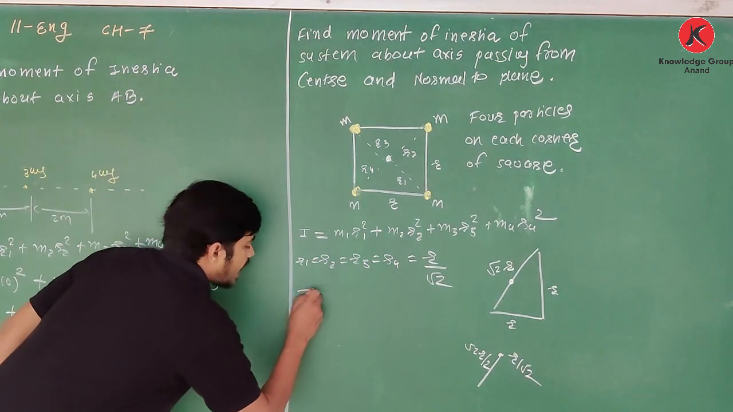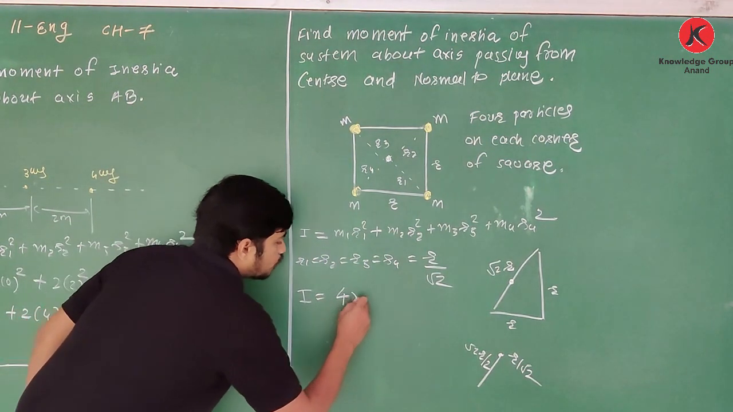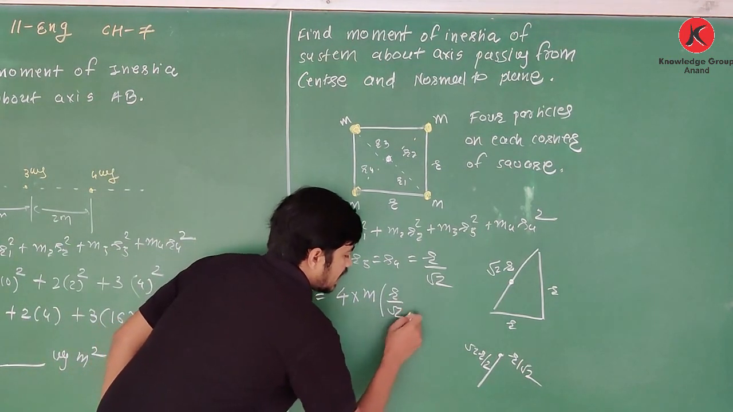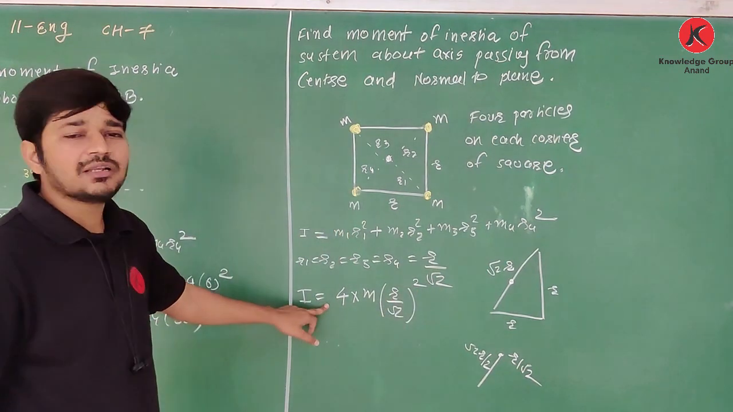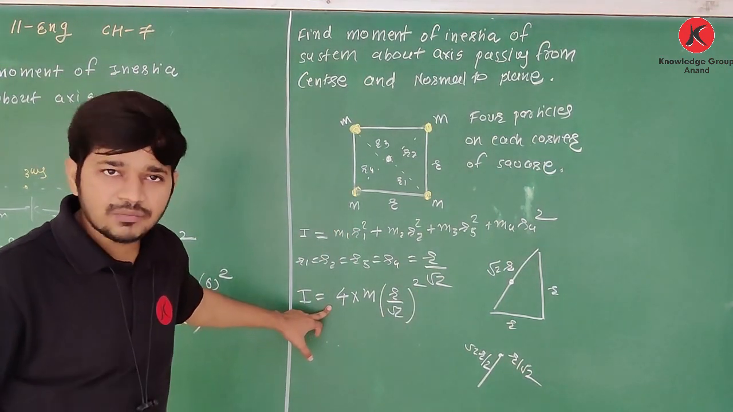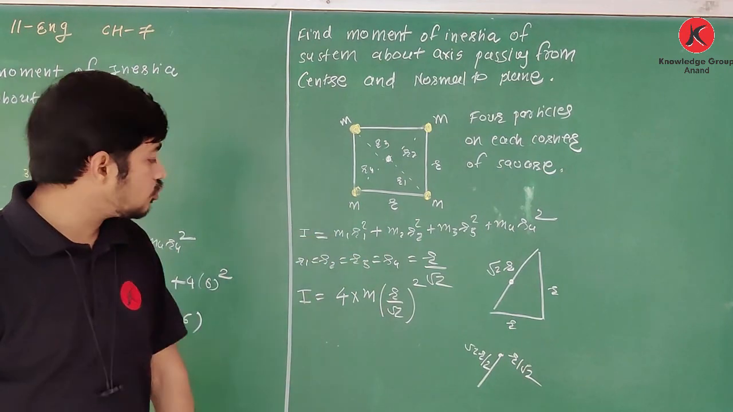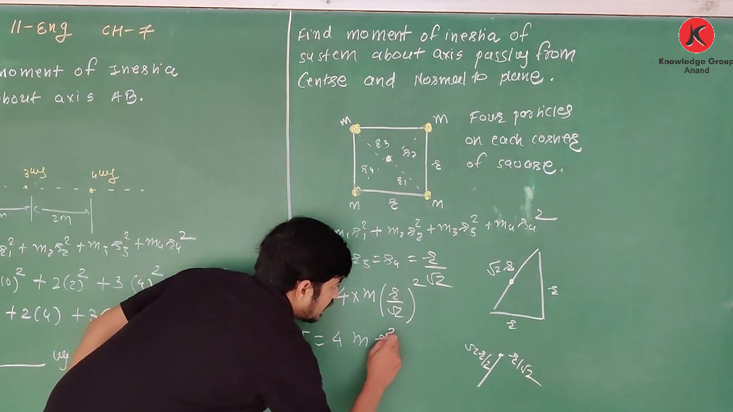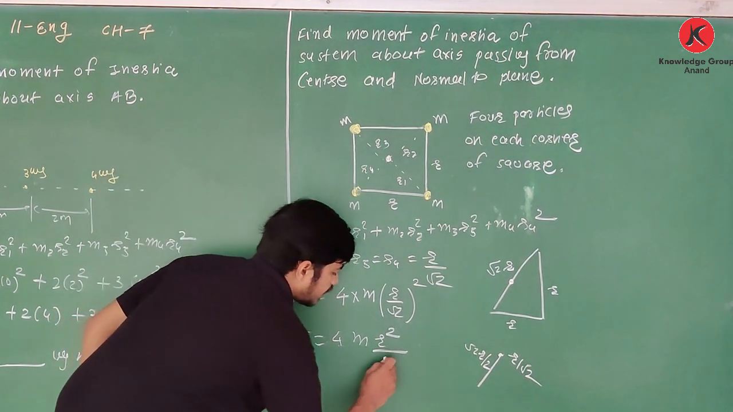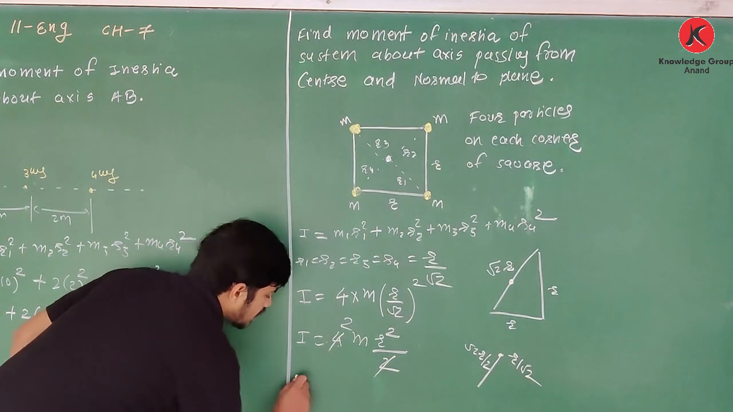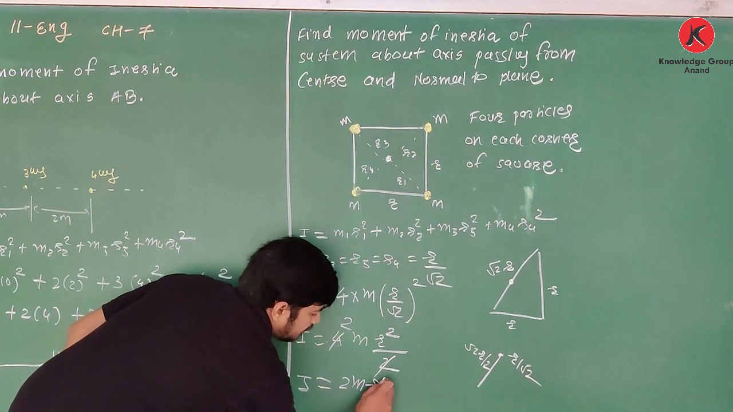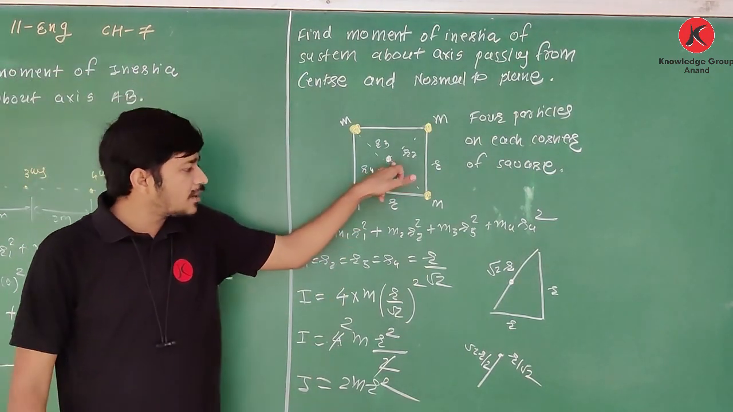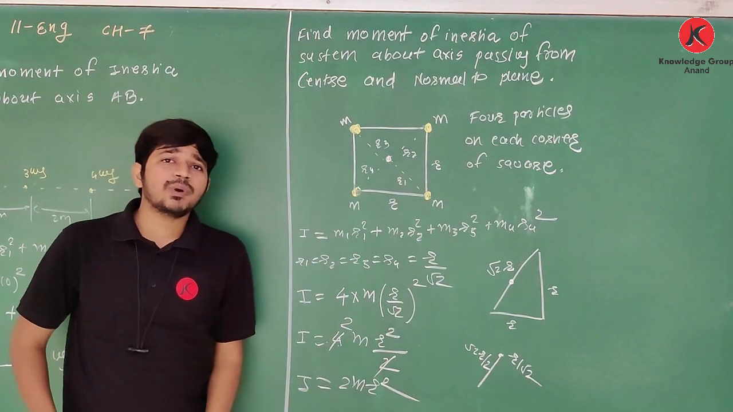So now see, I can directly write I is equal to 4 into the mass of each particle, m, and the center to corner distance is R upon root 2, whole square. Why directly multiply by 4? Each and every particle has the same mass and the distance from the axis is also the same. So I is equal to 4m R square divided by root 2 square, which is 2. So 4 divided by 2, I is equal to 2m R square. So this is the moment of inertia about this axis for the system of particles.